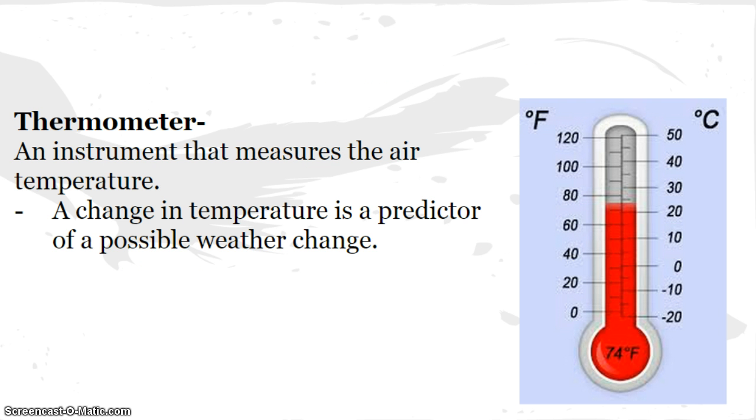A thermometer is something you're all familiar with, I'm sure. It's an instrument that measures the air temperature, and if you notice our picture here, you have the option of Fahrenheit and of Celsius. Now, normally in science we will use Celsius, but because most of our weather is reported in Fahrenheit, for our purposes today and for this unit, we'll be using Fahrenheit for our recording of the weather temperature. A change in temperature is a predictor of a possible weather change, so you have to keep that in mind.